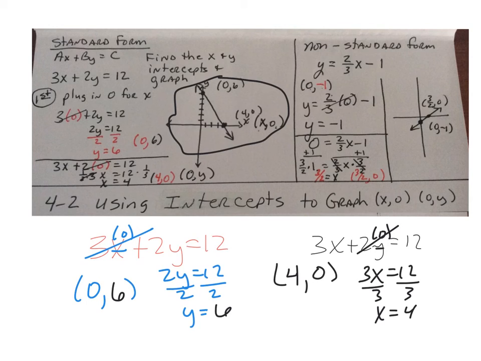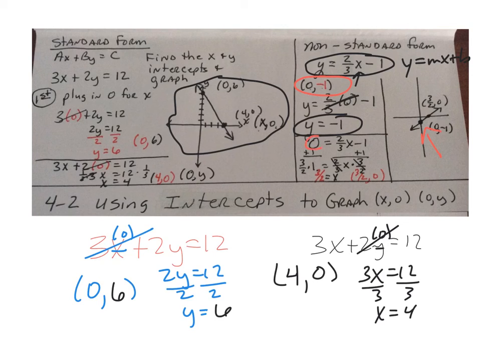Now, if you have an equation that's non-standard, and what I mean by that is, like this equation here, it's in the y equals mx plus b format. That's the y-intercept form. You can still do the same thing. I plugged in a 0 for x first. That canceled this out and left me with y equals -1. And that's what gave me this coordinate point right there of 0, -1, which I graphed at that point.